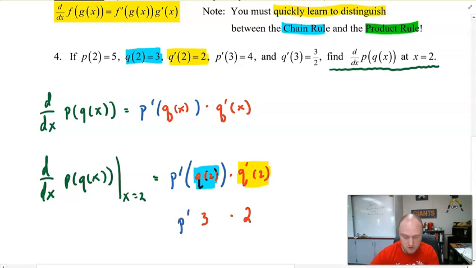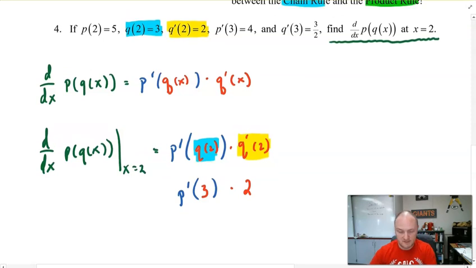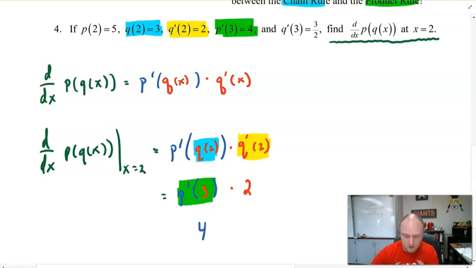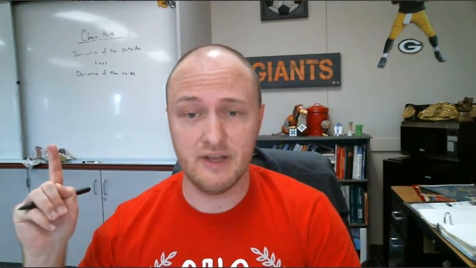So p prime of 3. And now I need to know what is p prime of 3. So p prime of 3, that is 4. So I can say 4 times 2. So really this problem is what's 4 times 2? And that answer is 8. That is it. Simple, right? Derivative of the outside times derivative of the inside, right there. Hey, that's it for the chain rule.